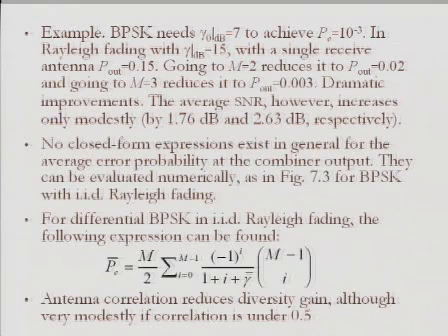Now, for differential BPSK, it's the only case where we have some meaningful expression. So we have this expression here, which is not that simple, but it's still manageable. And we can use this to see how the average error probability improves with diversity. In fact, we can probably look at this formula carefully. So say we have 1 antenna only, right? What does that give us?